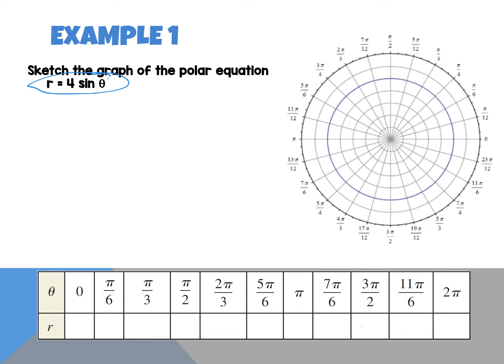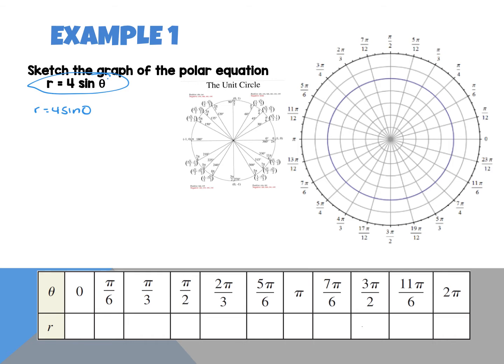So I'm going to take the chart that's below it, and I'm literally going to plug in those points. So I would do r equals 4 sine of 0. And then you want to think about your unit circle. If you don't have it, you can pull it in. I can look at 0, which is right here on my x-axis, and ask myself, what is the sine there? And the sine there is 0, because it's the y-coordinate. So I'd get 4 times 0, which is 0. So when theta is 0, r is also 0.